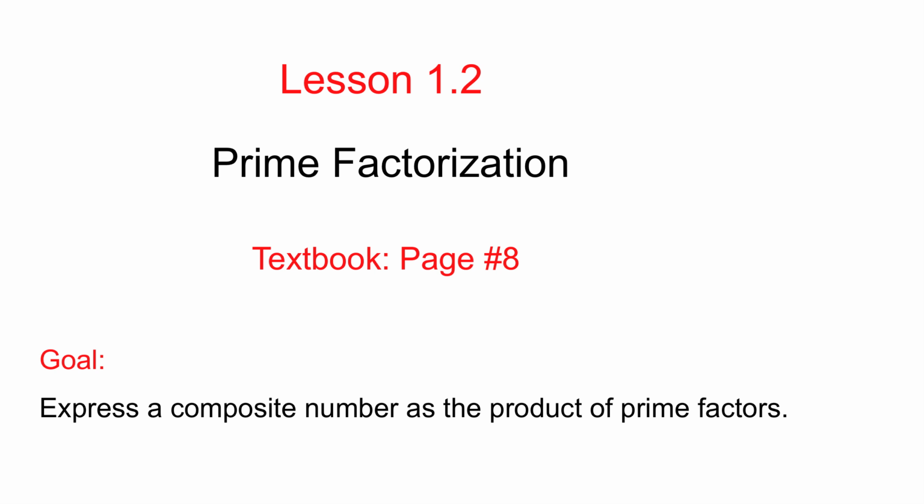So what you want to do is start taking notes, and at the beginning of your notes, write this. You can follow along on page 8 in your textbook if you want. The goal as set out by the Nelson math book is to express a composite number as a product of prime factors. Let's go through this and you will be way more clear on it once I'm done.